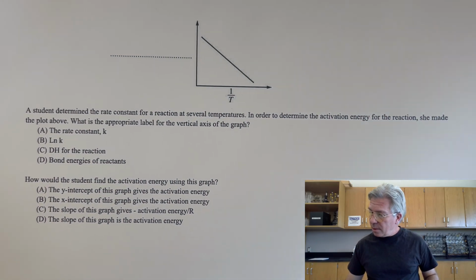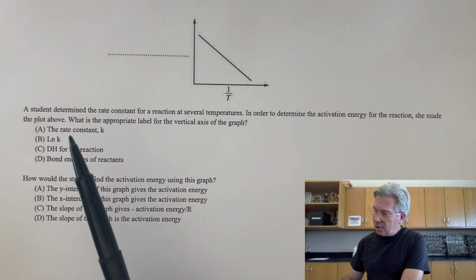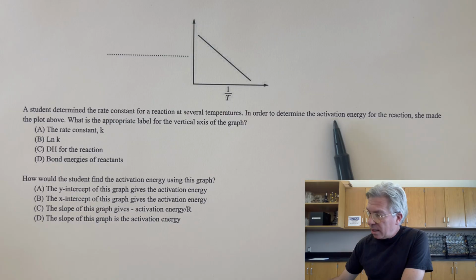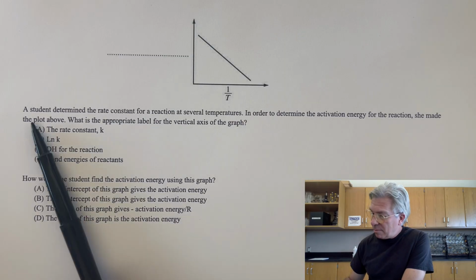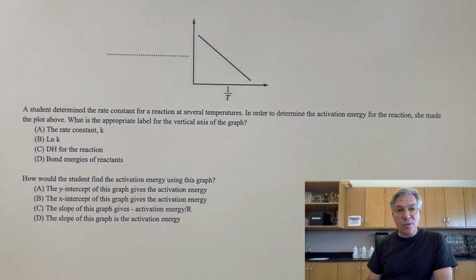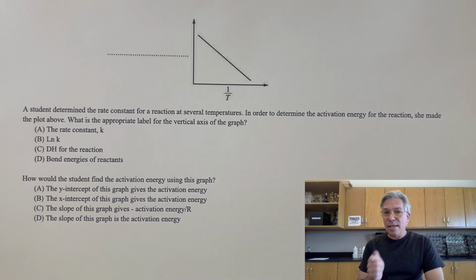Last 2 questions here, guys. Again, no Arrhenius equation, but here's the question. A student determined the rate constant for a reaction at several temperatures. In order to determine the activation energy for the reaction, she made the plot above. What is the appropriate label for the vertical axis of this graph? In order to get the activation energies, what would you label it? Take a moment and think about it.